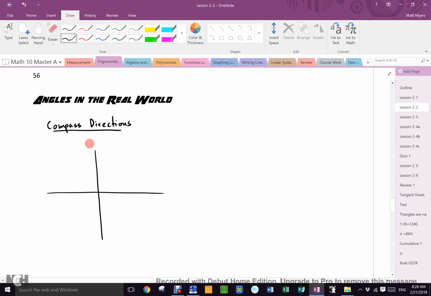What's at the top of a compass? North. It's not up. We have made it up. We have decided that north is up. What's on the right? East. What's on the bottom? South. And what's over here? West.